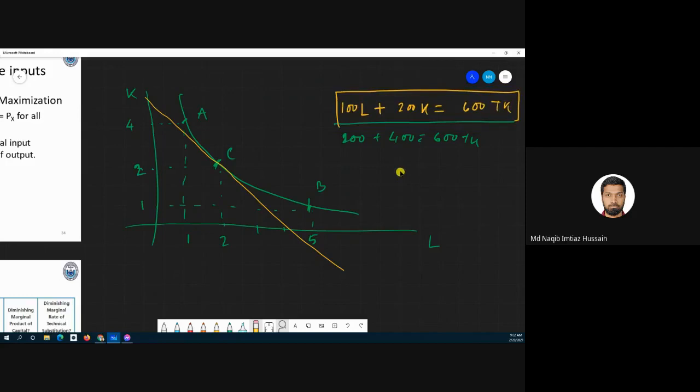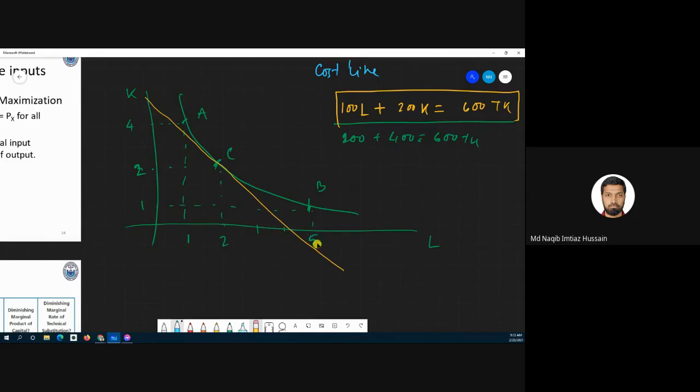Okay, so this is actually your budget line. This is your budget line, or you can call it the cost line. Wherever you are on this line, your total expenditure is 600, and wherever this line touches you is basically the lowest amount of cost you would incur at this point.